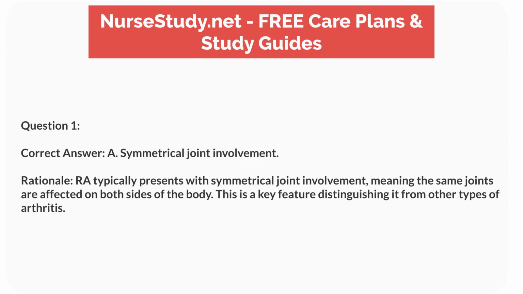Symmetrical joint involvement. Rationale. RA typically presents with symmetrical joint involvement, meaning the same joints are affected on both sides of the body. This is a key feature distinguishing it from other types of arthritis.